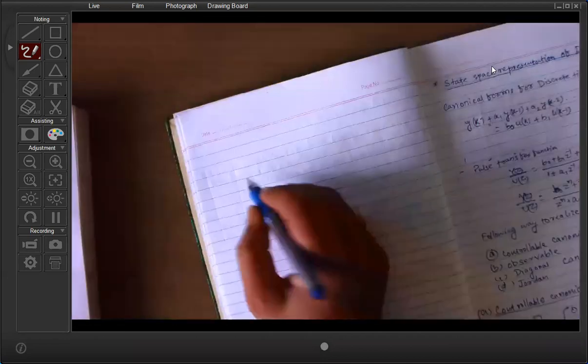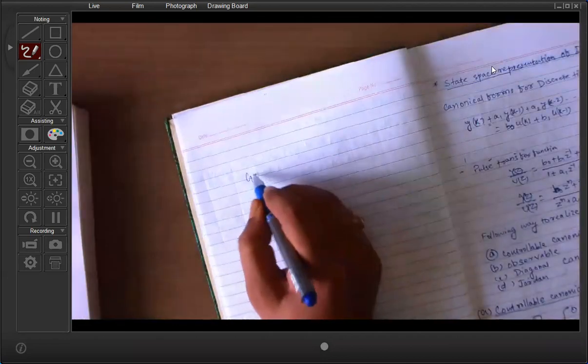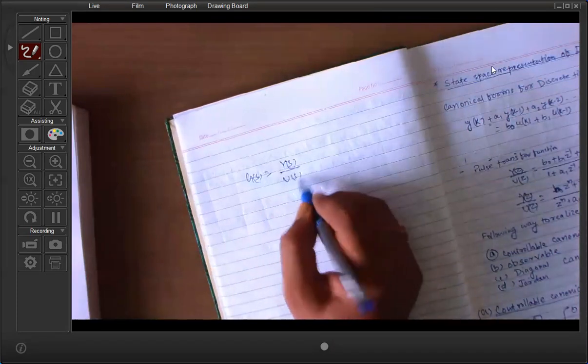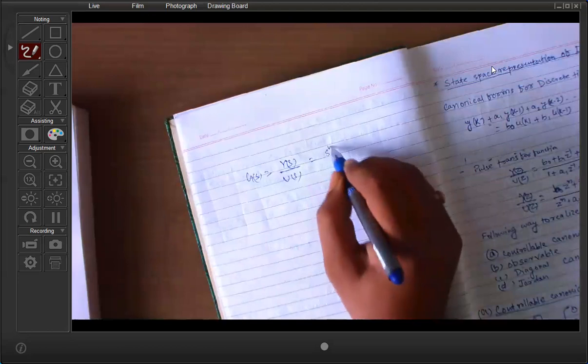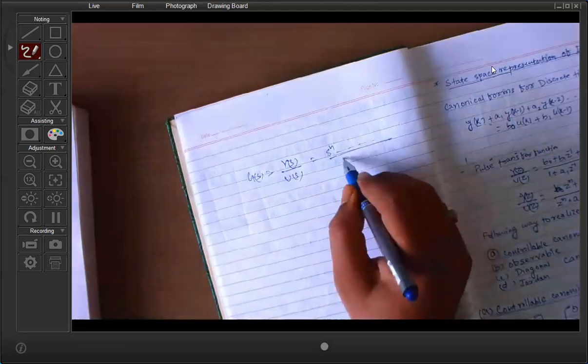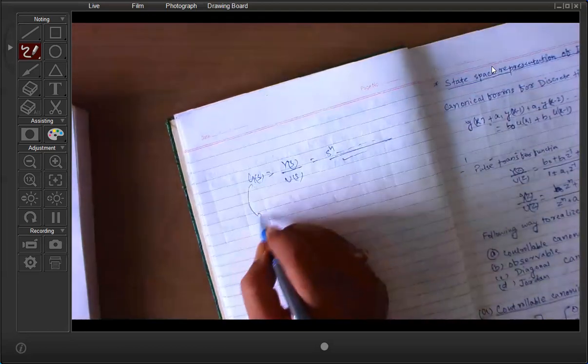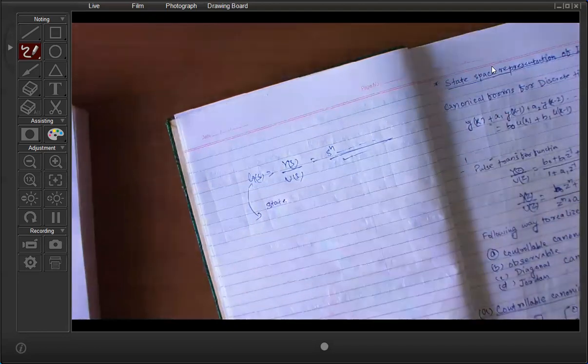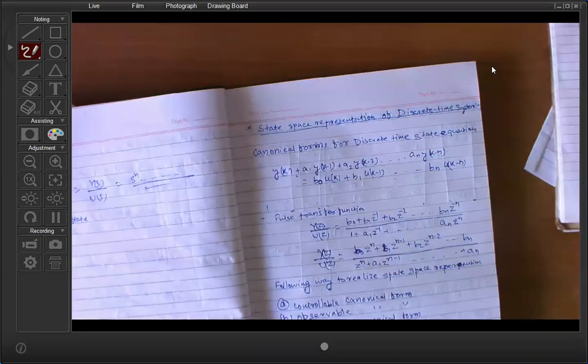Suppose you have one transfer function, that is Y(s) by U(s). So from the transfer function to state space representation, there are four methods: controllable canonical form, observable canonical form, diagonal canonical form, and Jordan canonical form. In a similar way, we do the state space representation of discrete time system.